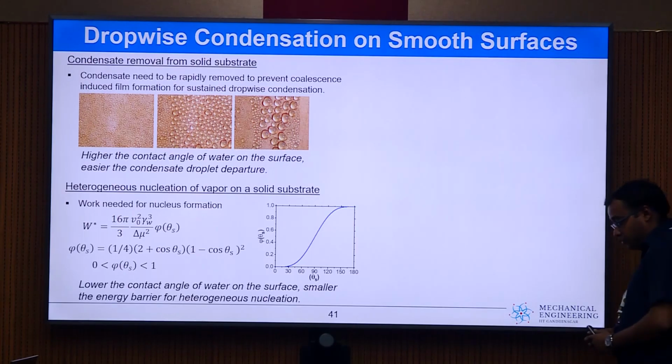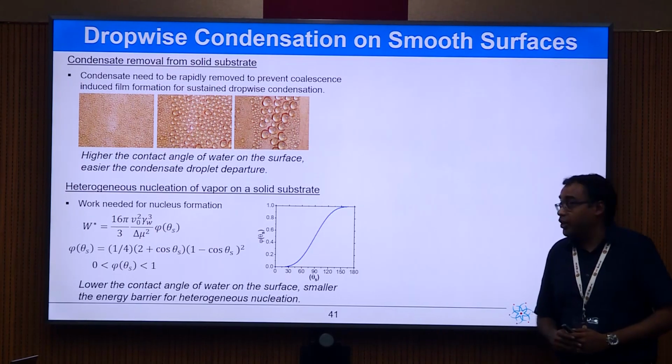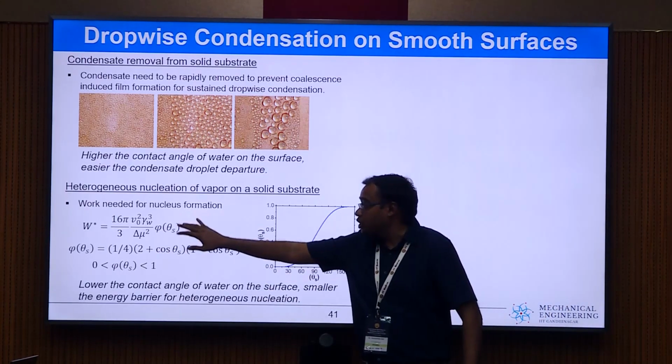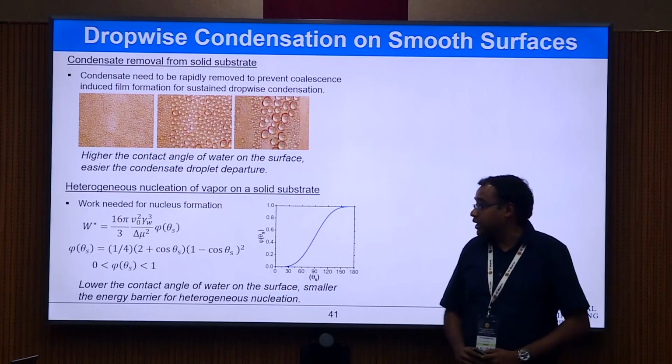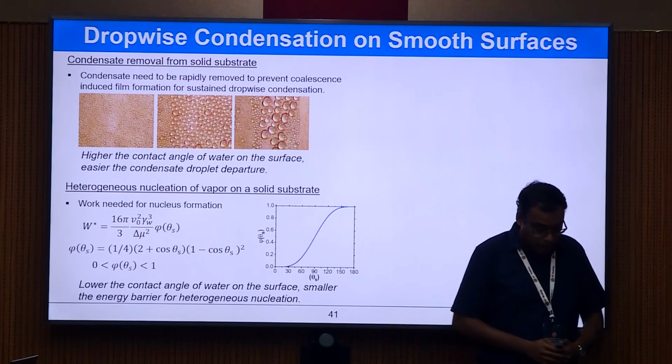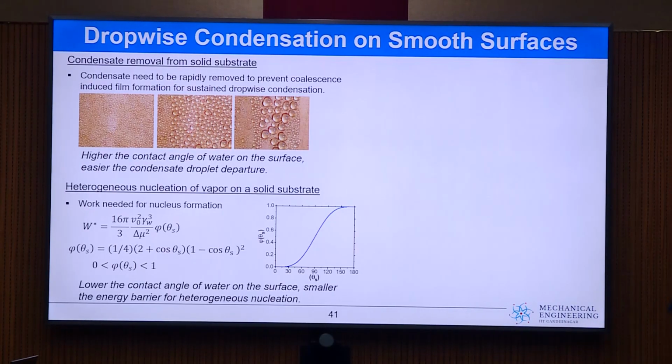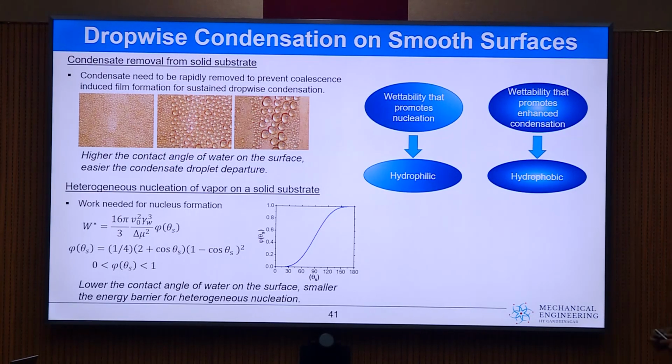However, if we think from the perspective of nucleation of vapor on a solid substrate, the work needed for nucleus formation is a function of the contact angle, and what it shows over here is the smaller the contact angle, the lower is the activation energy or the nucleation energy barrier for condensation. Therefore, purely from a nucleation perspective, we would want a surface which is hydrophilic, which means that the wettability that promotes nucleation is hydrophilic, whereas the wettability that promotes enhanced condensation turns out to be hydrophobic.